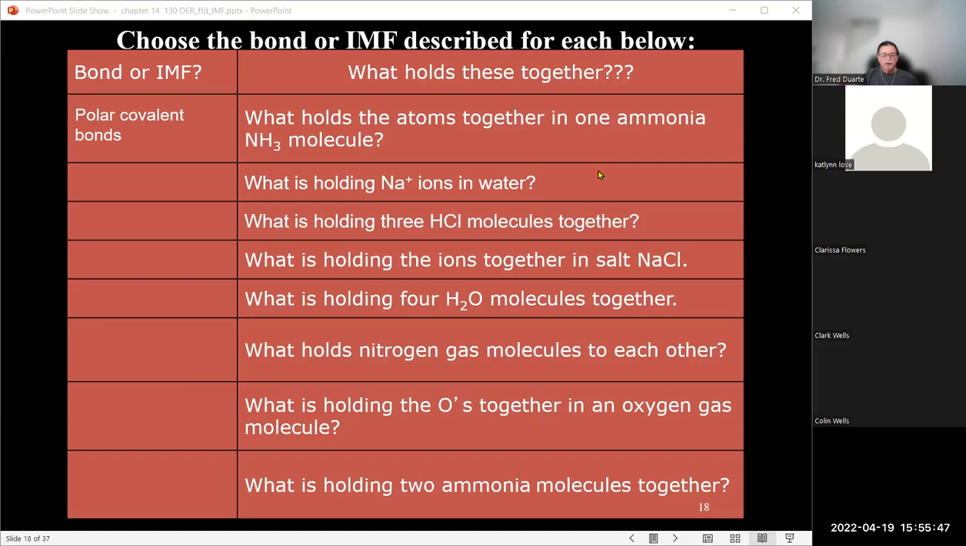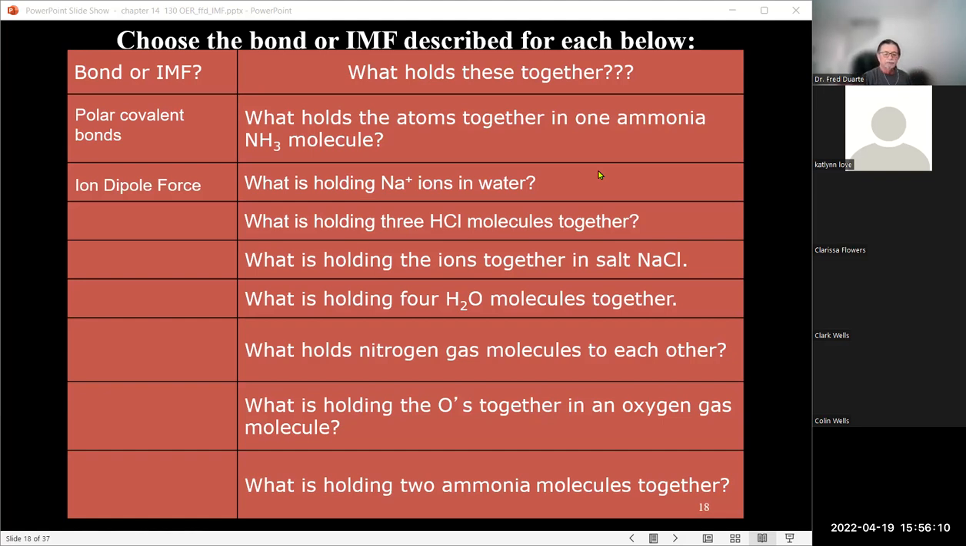All right, second question, what is holding the sodium ions in water? So point 1, we're dealing with ions, sodium ions, and then we're dealing with water. So we have an aqueous system here, right? And we have an ionic compound in an aqueous system. That should direct you to the ion-dipole force.